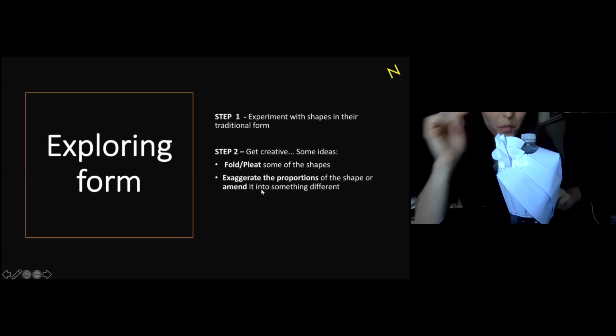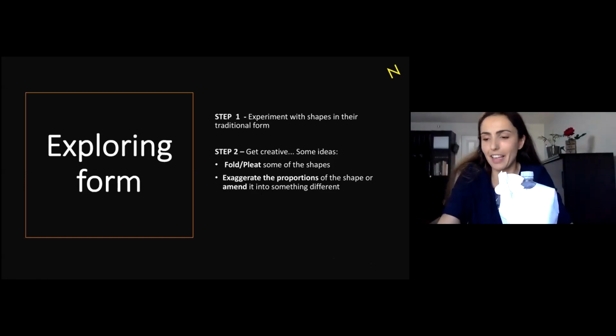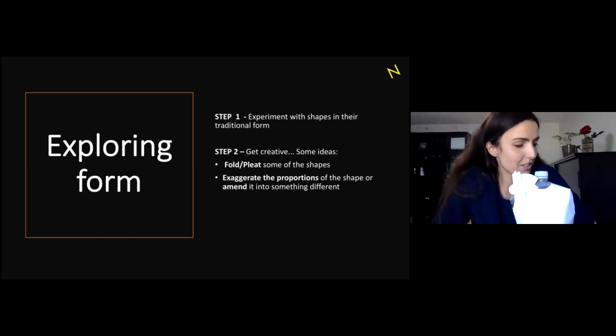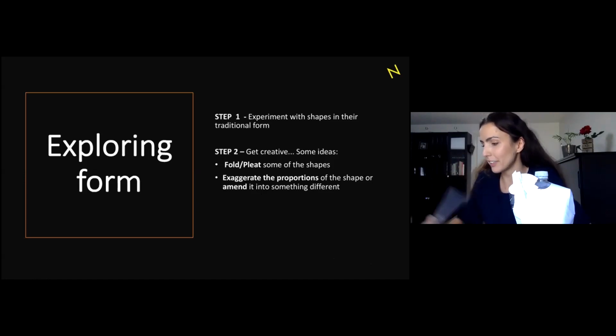I'll go on to one more and then we'll have a look at what you've been working on. So the next point of inspiration would be to look at the shapes and consider which of the shapes you'd want to exaggerate the proportions of. Perhaps you want to exaggerate the proportions of all the shapes. Or you might want to amend it into something different.